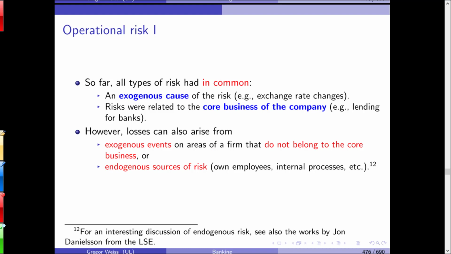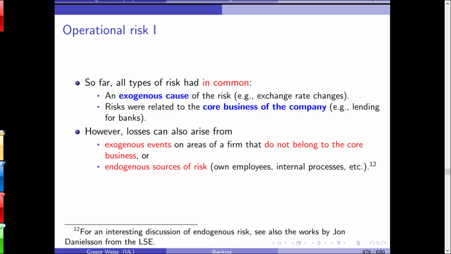However, there are also some risks that are not concerned with the core business of a bank, and it might be an endogenous source. It's not just an exogenous risk, but an endogenous source. What could they be? Own personnel, own employees, internal processes, own IT systems, etc., own production plants. Then the source of the risk is not outside the company, but inside. And this is why we refer to it as endogenous risk.